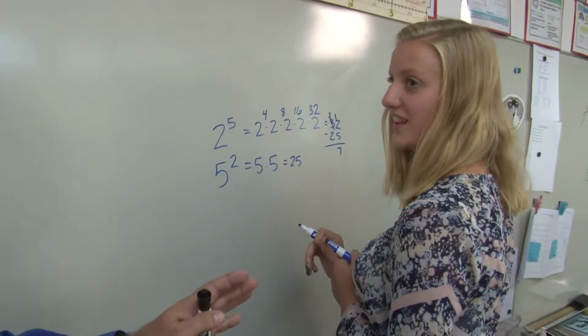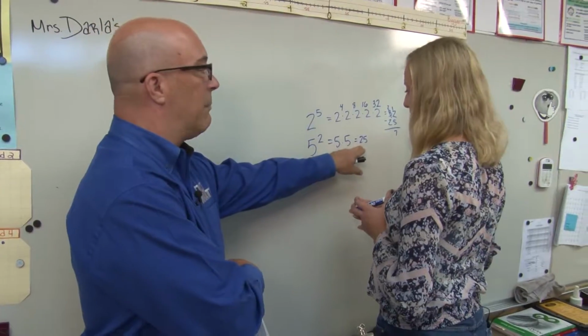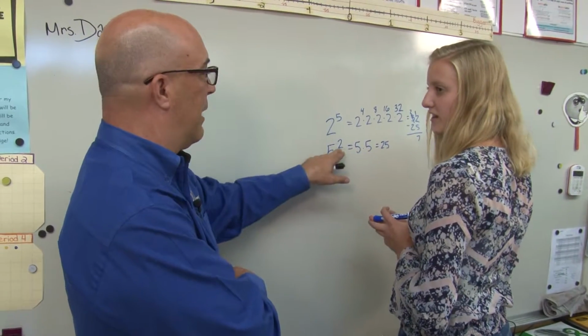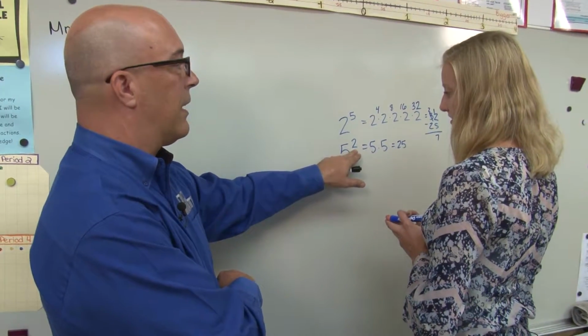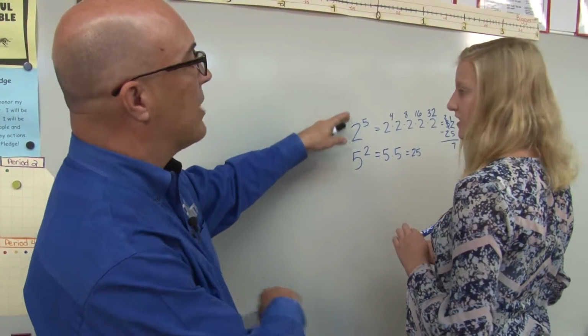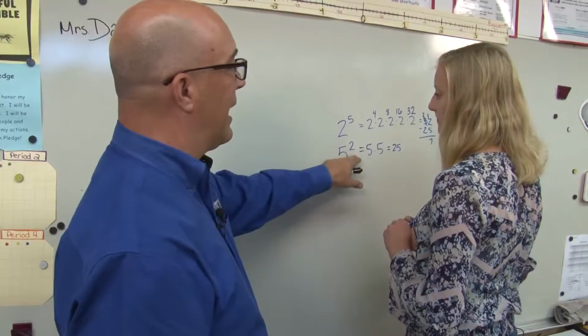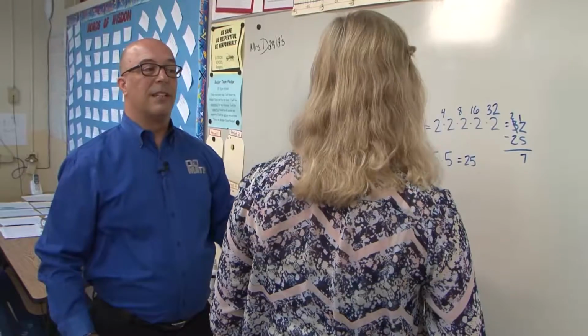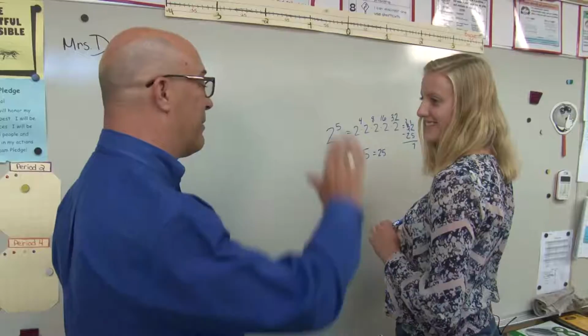Okay, now the reason I had you do this problem is because sometimes a lot of students will go, well, the 5 looks bigger, so it's going to be a bigger number, but it actually became smaller, right, because of the exponent. All right? So 2 to the 5th is actually larger than 5 squared, and the difference between them is 7. Easy enough problem, right? All right, Emily, nicely done.